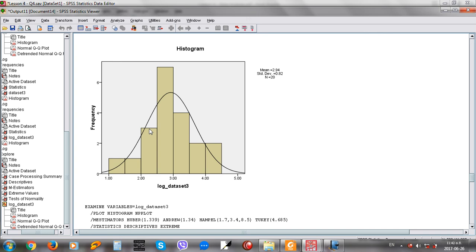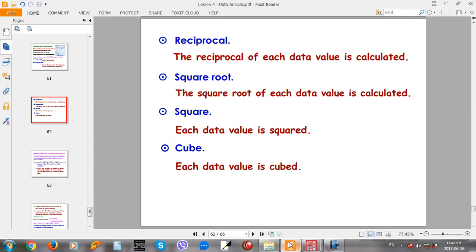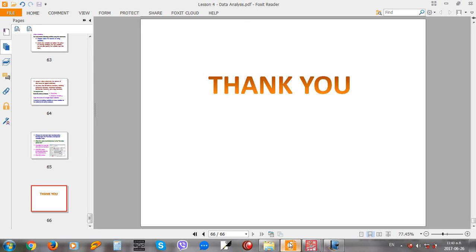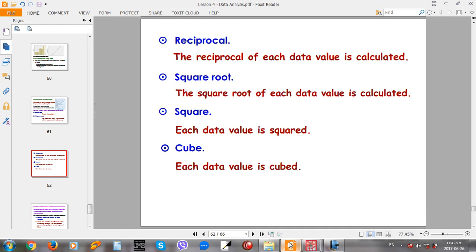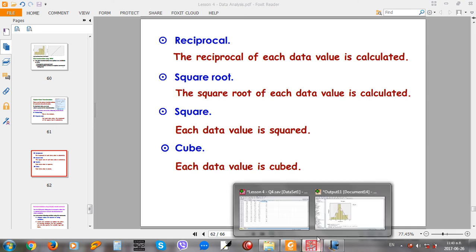If the data is not normally distributed, sometimes even if you take the log values, it cannot be normally distributed. Then what you have to do? You have to take another type of transformation, such as reciprocal, square root, square, or anything you like. Then you can convert it into a normal distribution, do your analysis and draw the conclusion. Before drawing the conclusion, you have to back transform the data.